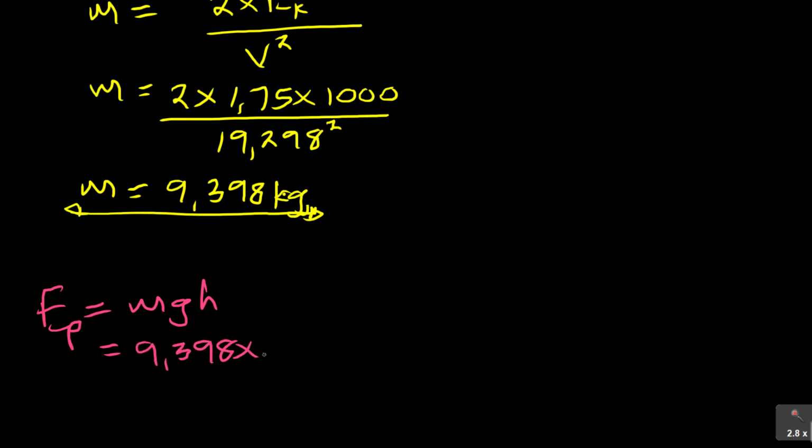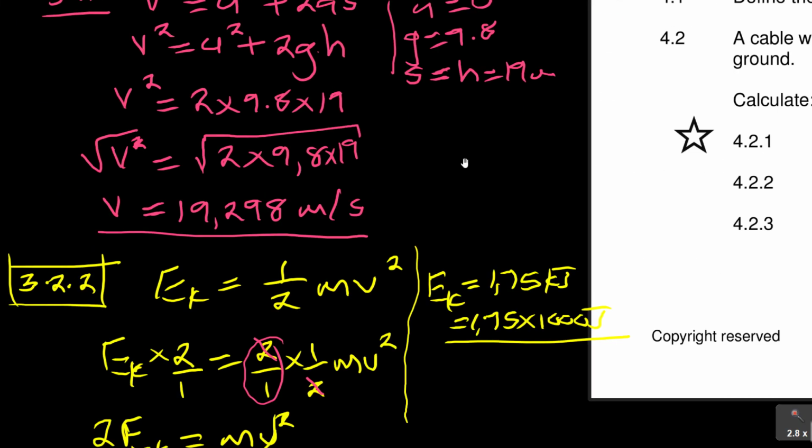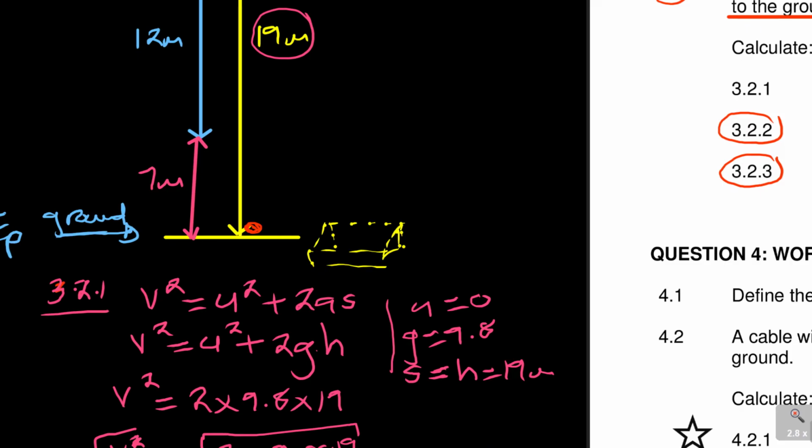Now the height that you're going to use, we know the mass, which is 9,398 times 9.8, but the height, don't use 12. Don't use 12, no. They're gonna trick you. You must use what? The other one, which is 7 meters. Okay, so remember again my diagram. You are supposed to use the 7 meters, because why?